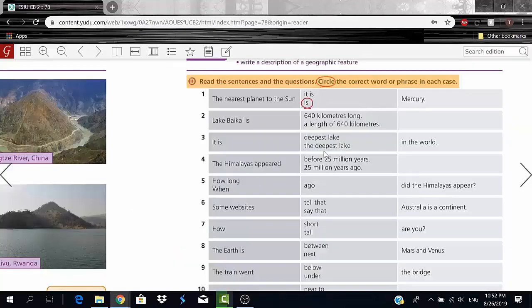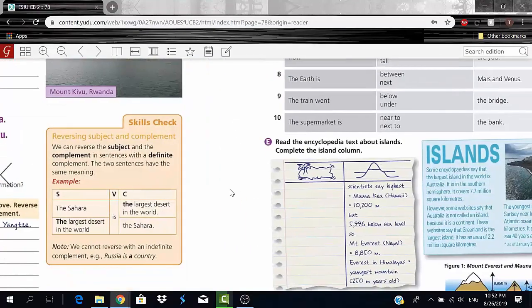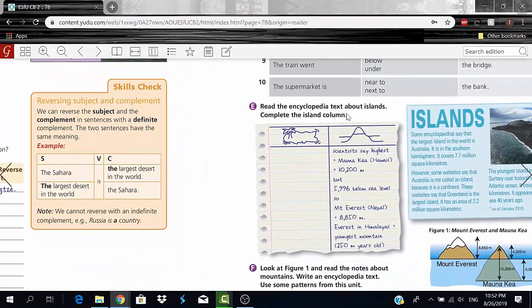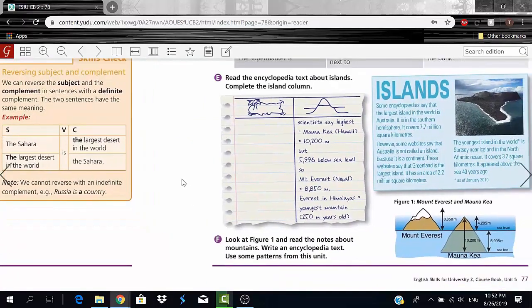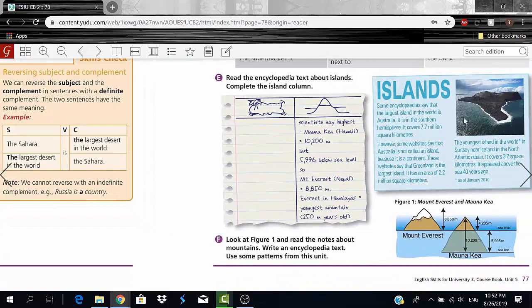Now, let's move on. So here we have, read the encyclopedia text about islands and complete the island information. Okay, so what I'm going to do is I'm going to read this short encyclopedia, but instead of completing the island column, I'm going to be asking you guys questions, and I want you to pause the video and answer me, right? I will be saying the answer shortly after, but I want you to pause the video for a second and answer me, okay?